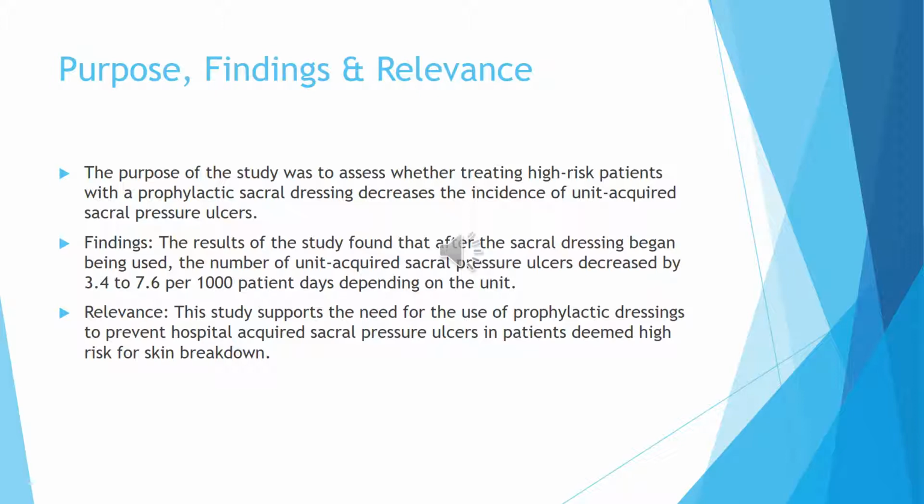The findings of the study found that after the sacral dressing began being used, the number of unit-acquired sacral pressure ulcers decreased by 3.4 to 7.6 per 1,000 patient days, depending on the unit. The relevance of the study supports the need for the use of prophylactic dressings to prevent hospital-acquired sacral pressure ulcers in patients deemed high risk for skin breakdown.